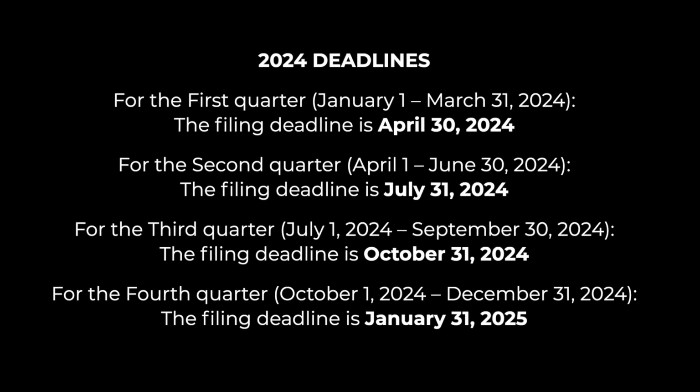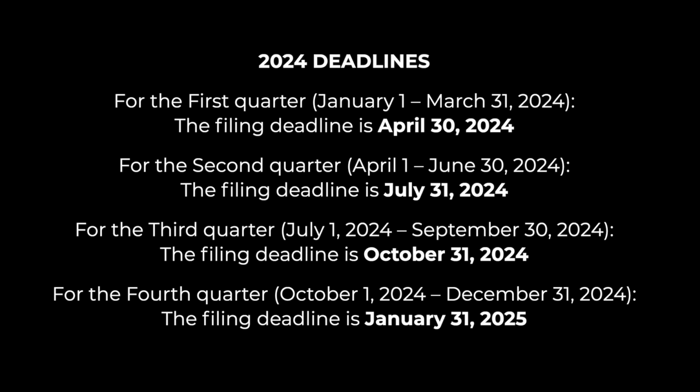It looks like this. 2024 deadlines for the first quarter, January 1st to March 31st, 2024. The filing deadline is April 30th, 2024. For the second quarter, April 1st to June 30th, 2024. The filing deadline is July 31st, 2024.